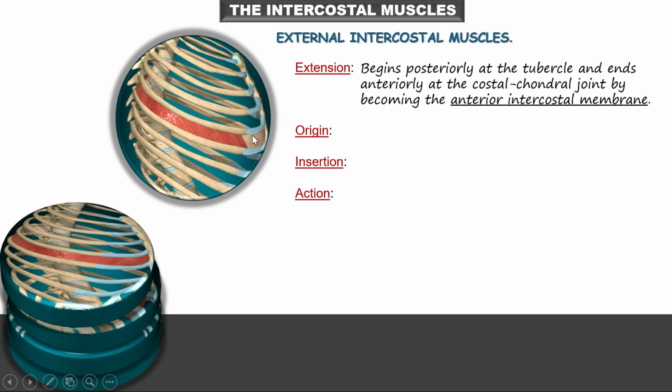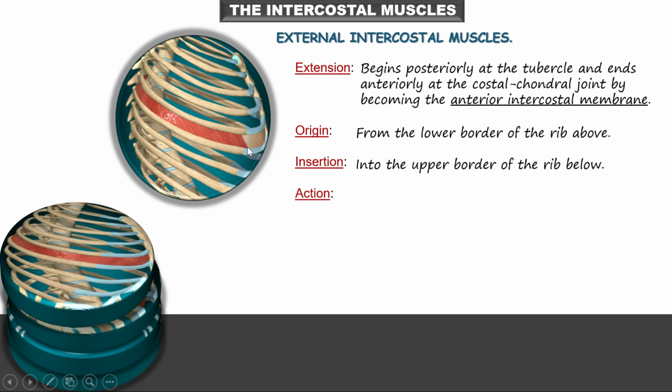This space is completed by a membrane which is called the anterior intercostal membrane and sometimes called the external intercostal membrane. The origin of these muscles is the lower border of the rib above, and they insert into the upper border of the rib below. So that means the fibers run from this border of this rib and insert into the superior border of the rib below.